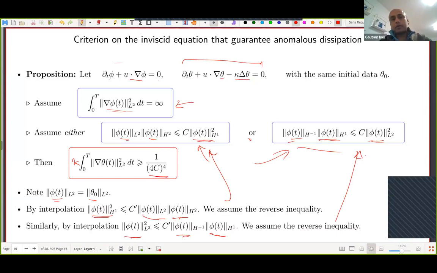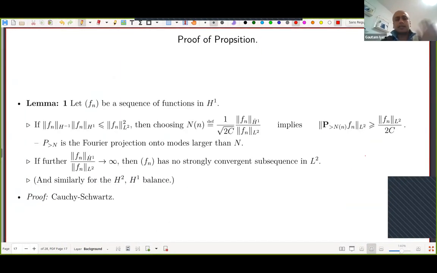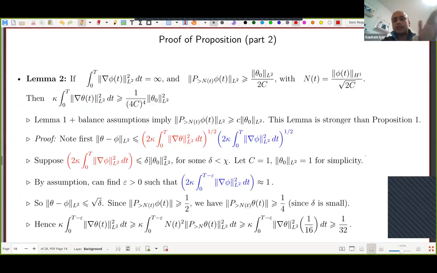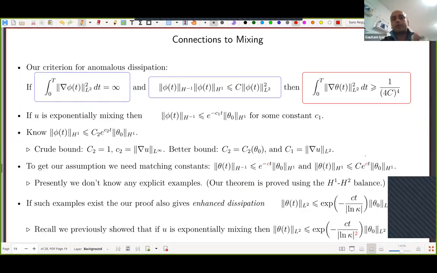I'm not going to go into the proof in the interest of time. The proof is pretty elementary. It basically fits on these two slides. It's a bit tricky, but it works out quickly. There's a nice connection to mixing, which let me briefly state.